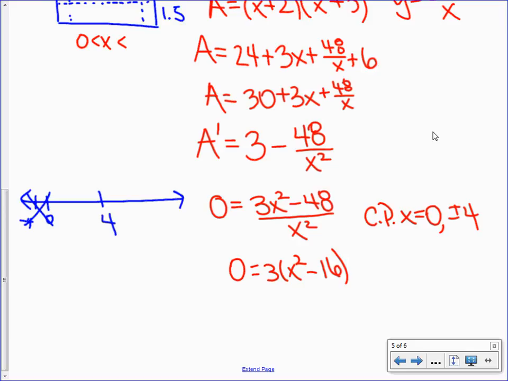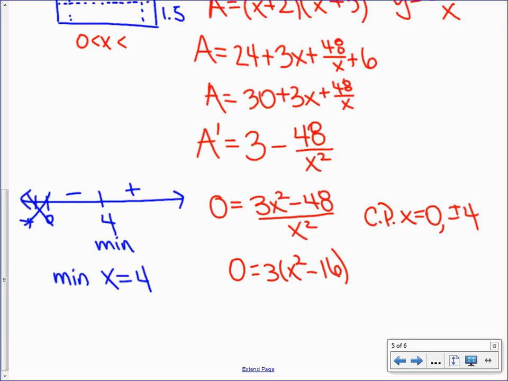Okay, but we need to account for there is a critical point at 0. So when you plug into test, you need to pick a number where? Between 0 and 4. Okay, so if we choose 1, what does that make our derivative? Negative. If we choose 5, that makes our derivative positive. Okay. So we have a minimum when x equals 4. Okay.